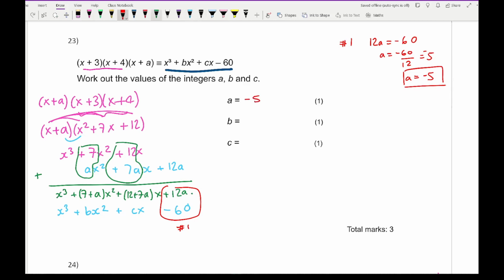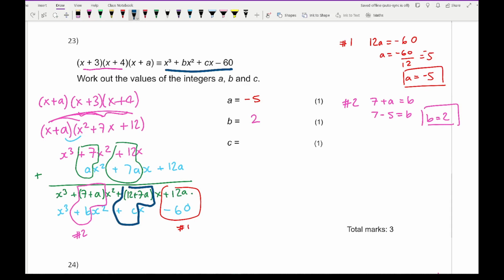Then if I look at another one, let's this time go for this, the coefficients of x squared. Let's call that hashtag 2. Then I see that 7 plus a equals b. Now if a equals minus 5, I've got 7 minus 5 equals b. So b equals 2. And then finally, what I've got is looking at this, hashtag 3.